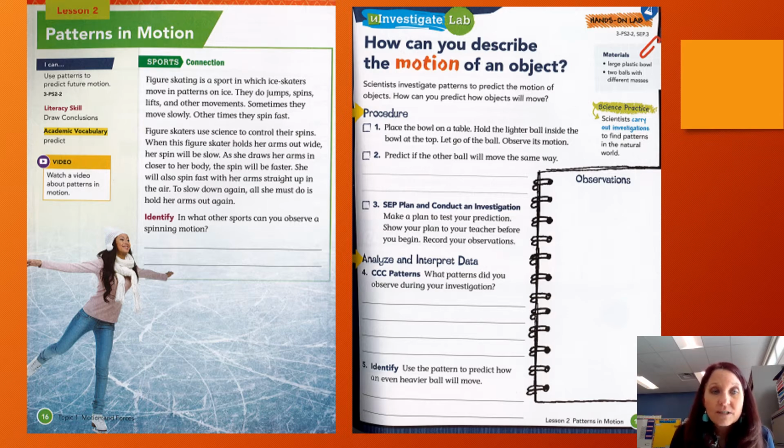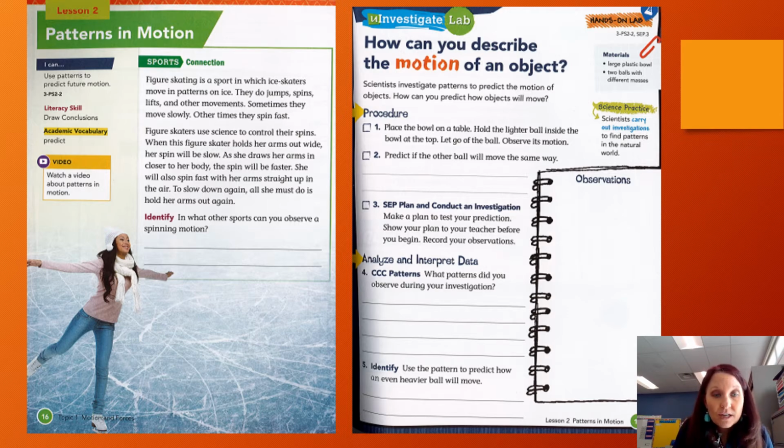When this figure skater holds her arms out wide, her spin will be slow. As she draws her arms in closer to her body, the spin will be faster. She will also spin fast with her arms straight up in the air. To slow down again, all she must do is hold her arms out again. In what other sports can you observe a spinning motion?